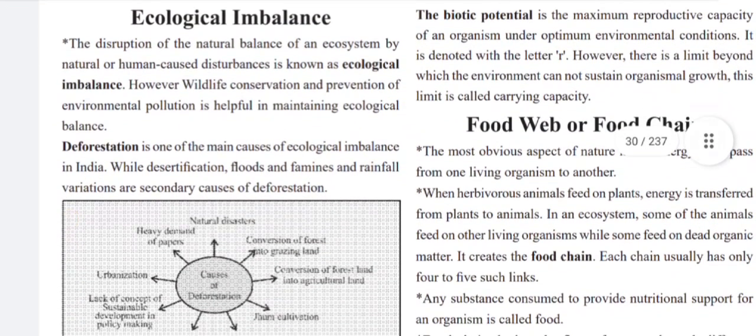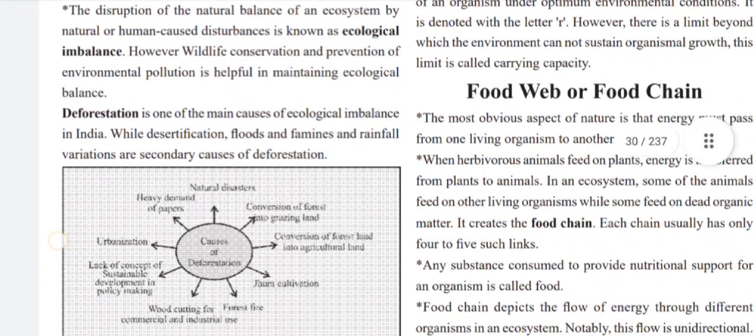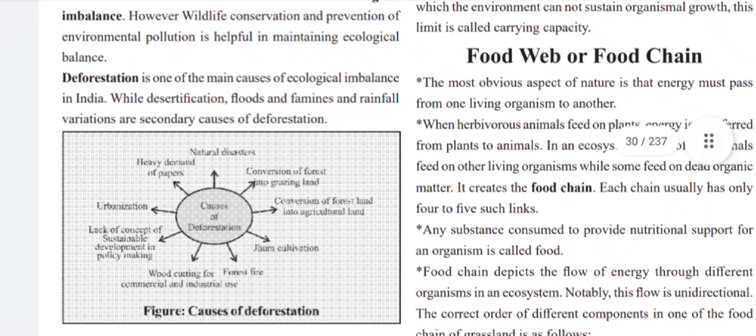Ecological imbalance. The disruption of the natural balance of an ecosystem by natural or human-caused disturbances is known as ecological imbalance. However, wildlife conservation and prevention of environmental pollution are helpful in maintaining ecological balance. Deforestation is one of the main causes of ecological imbalance in India, while desertification, floods and famines, and rainfall variations are secondary causes.